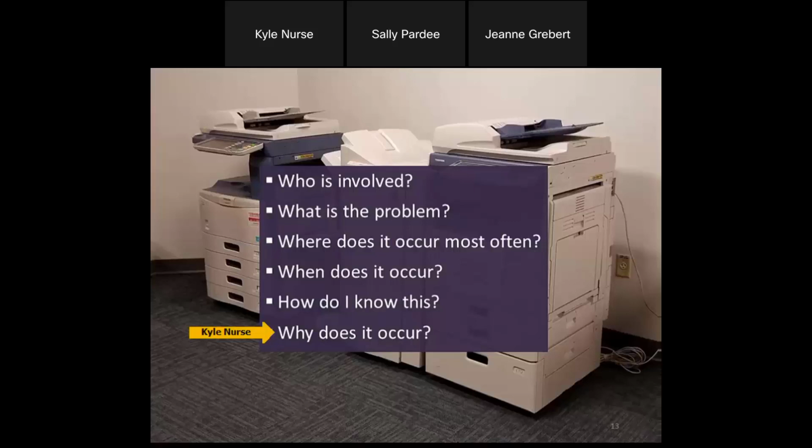Before we move on to the next step, does anyone have any questions about describing the problem? If you do have a question, go ahead and click on that raised hand button, or you can type it in the chat box.